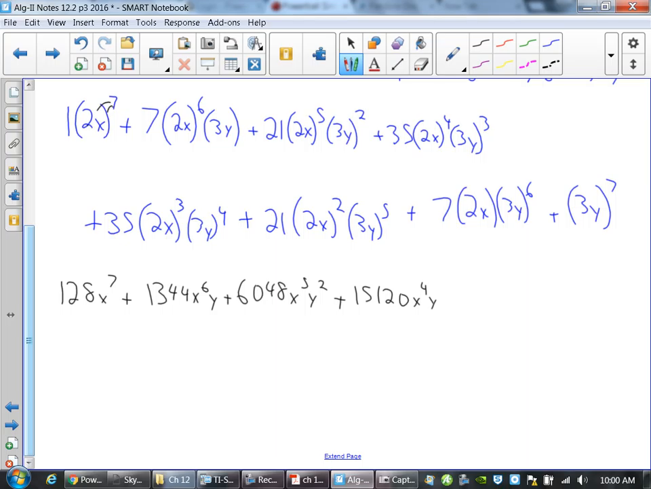x to the 4th y cubed. What's next? What's that? Is it 15,120 again? No, I don't think it's the same number. It's not the same number, because you have different a and b values.